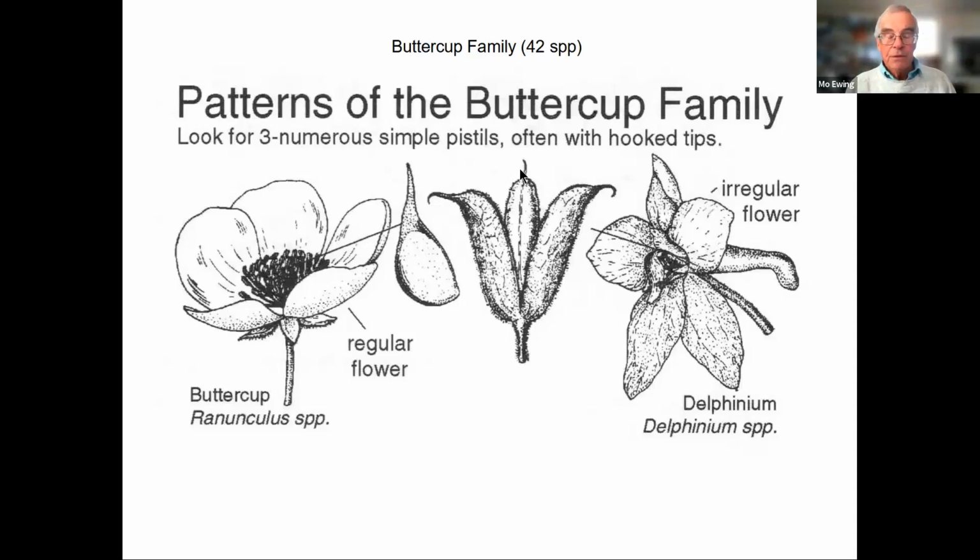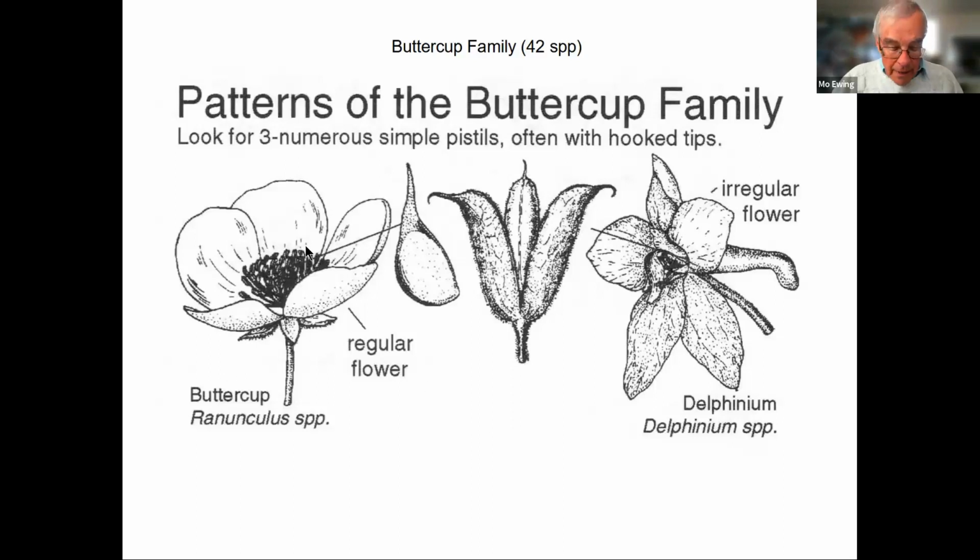Most species of this family are poisonous. I tried to get a photo of a hook on the pistil, and I have not been able to find one. I guess they're pretty small.